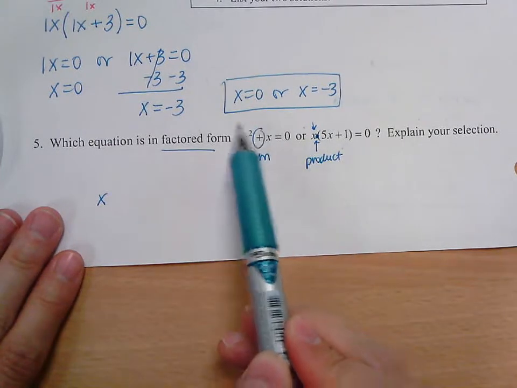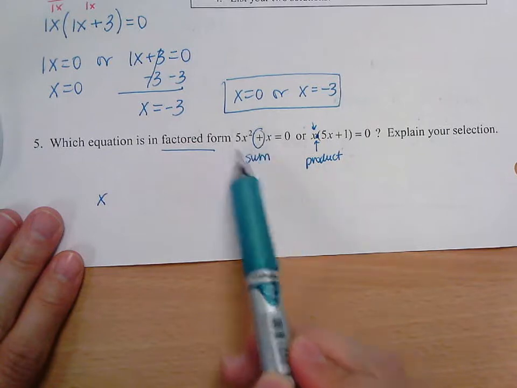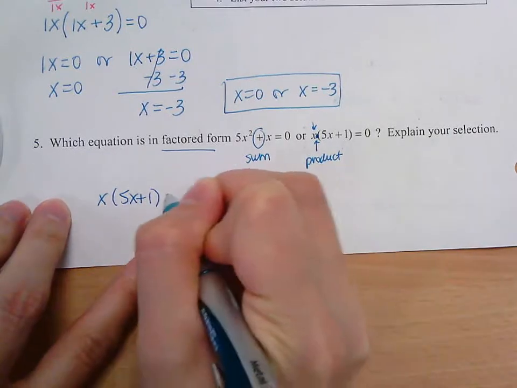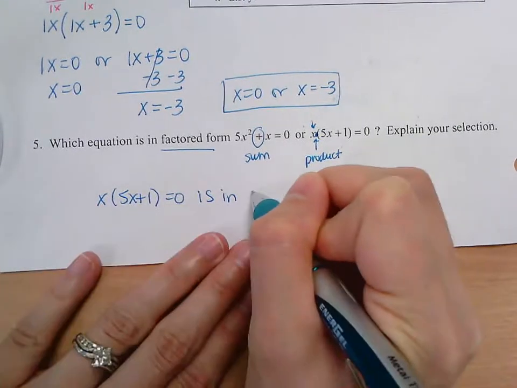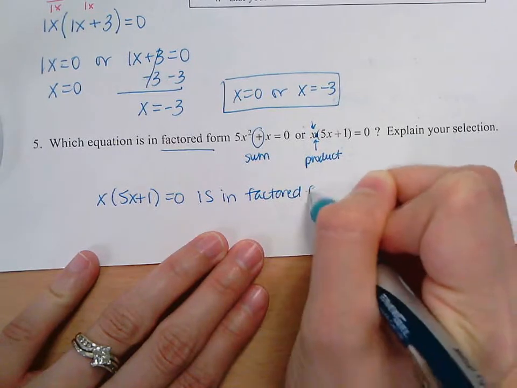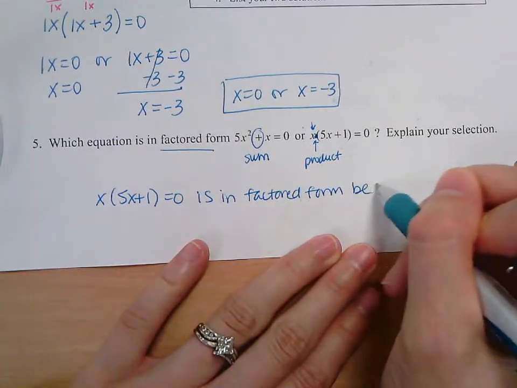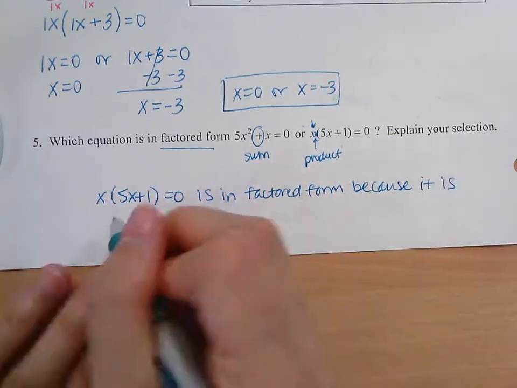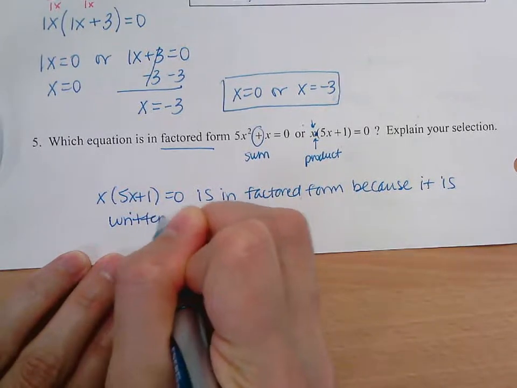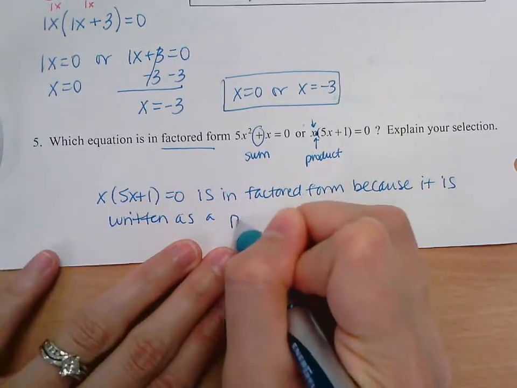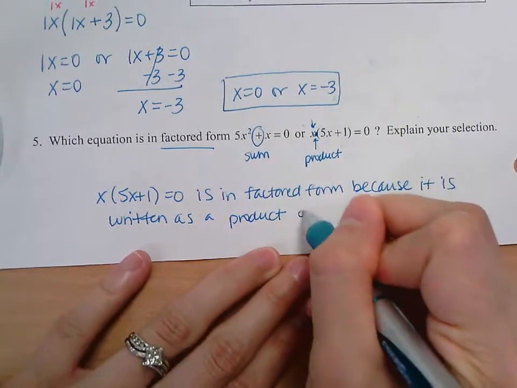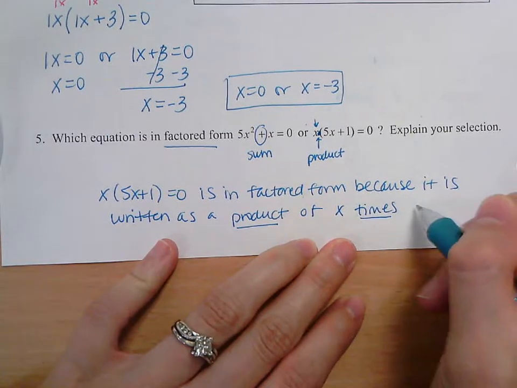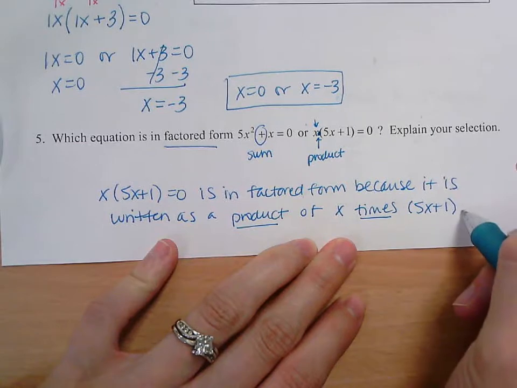The second one, the GCF of x was taken out. The first one, the GCF is not taken out yet. So x times 5x plus 1 equals 0 is in factored form. But I'm going to put as the reasoning because it is written as a product of x times the quantity 5x plus 1.